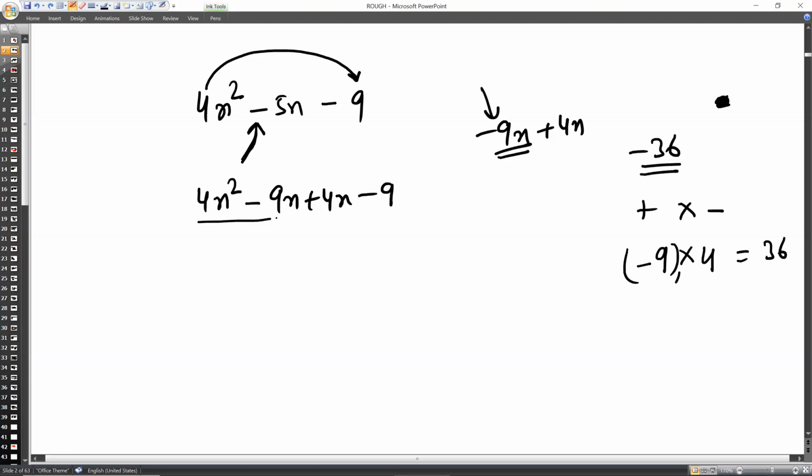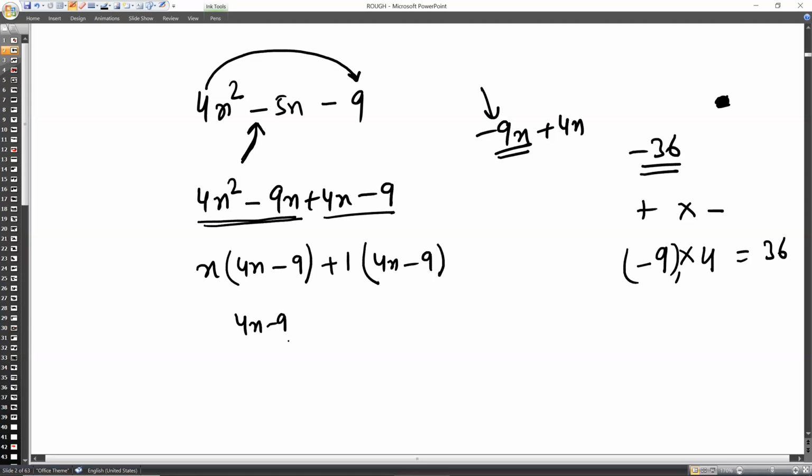Now take x as common in the first two terms, because the maximum you can take common is x. Then 4x minus 9 remains, and then plus, take 1 as common here, and it will be 4x minus 9. So 4x minus 9 will be the first bracket, and the other bracket will be x plus 1. Got it, Rima? Yes, got it, sir.